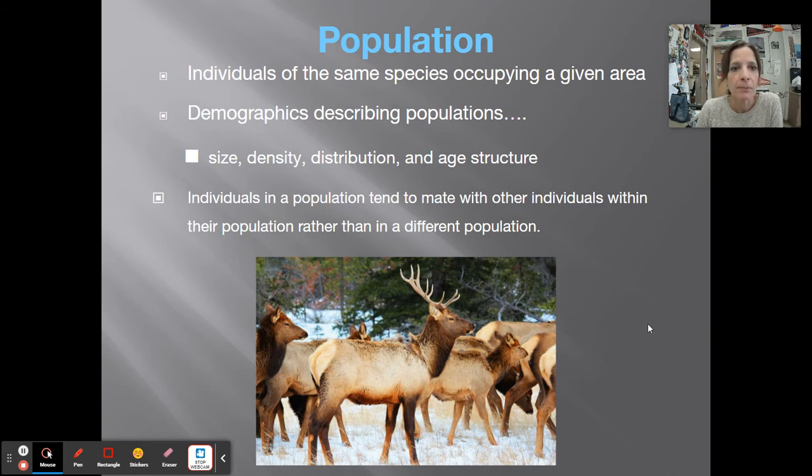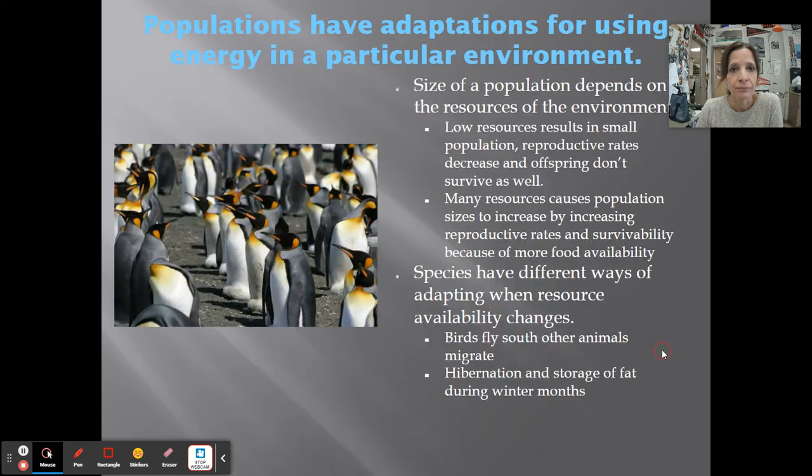So you can describe populations with the size, the density, how it's distributed, if it's clumped or if it's spread out evenly, and then age structure, which would be what percent are different ages in the population. And individuals tend to mate with other individuals in the population rather than different populations, so there's low gene flow.